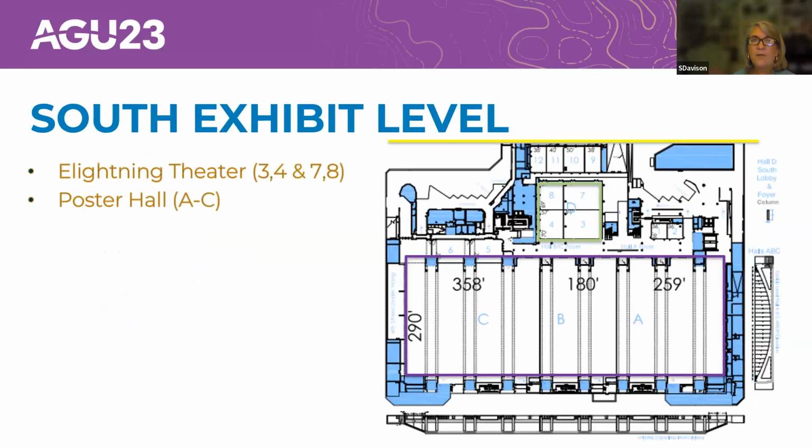And then in the south, when you come down the escalators in south, to the right, you'll see the e-lightning theater. It's going to be the open concept. I don't know if many of you had gone to the 2019 meeting where we had the AGU Central, the Centennial Theater to the right. This is going to be the new location for the e-lightning theater, which we are bringing back from 2021.